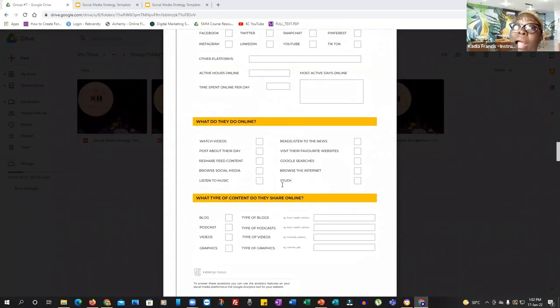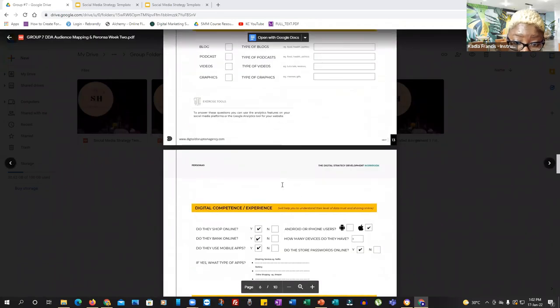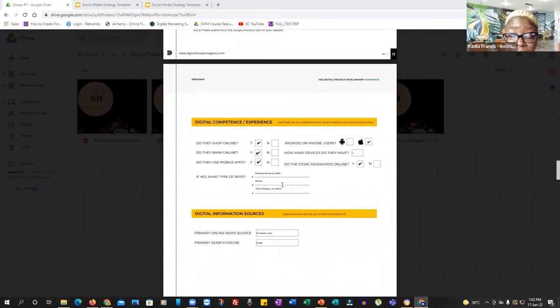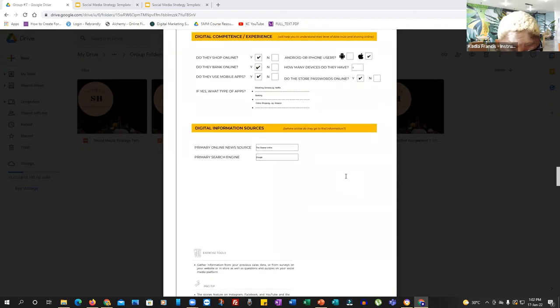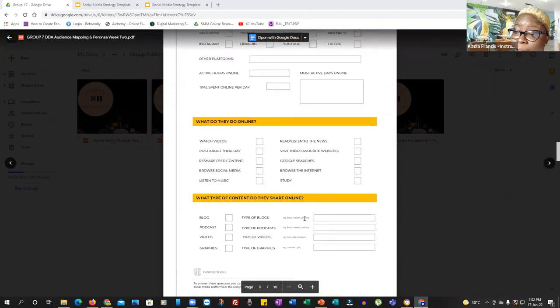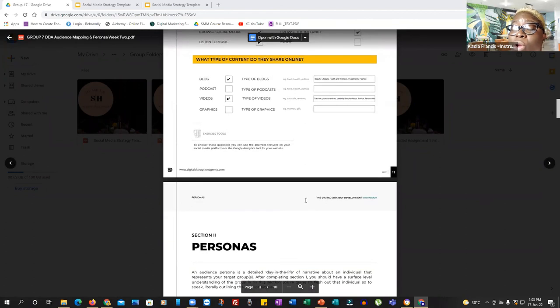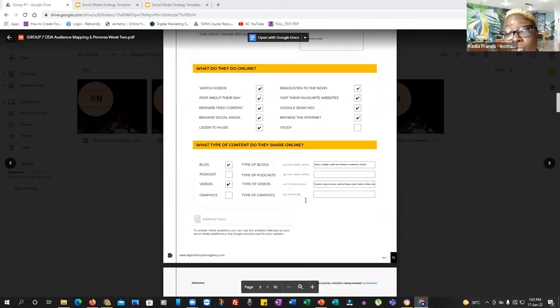So because you only had one person, I guess you only did one of this. And then down here, you said digital competence. They shop online, they bank online, they use mobile apps. What types of apps? Streaming services, example, Netflix. Banking, online shopping, example, Amazon. They are iPhone users and they do store passwords online. So I said primary online user is Lena, primary search engine Google. So that's fine.